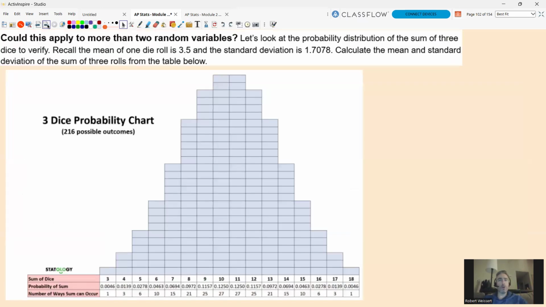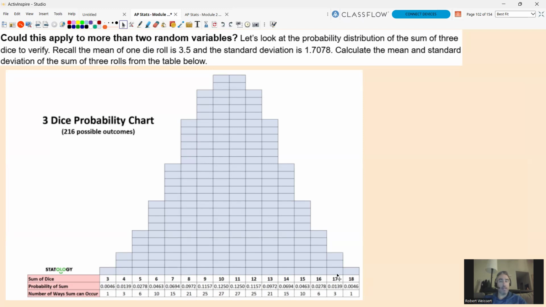Can that work with multiple things, more than two? So let's look at 3 dice. Here's the distribution of that. I'm not going to sit there and try to figure all that out, but if you pause the video, you can look at the outcomes for rolling 3 dice for the sum.